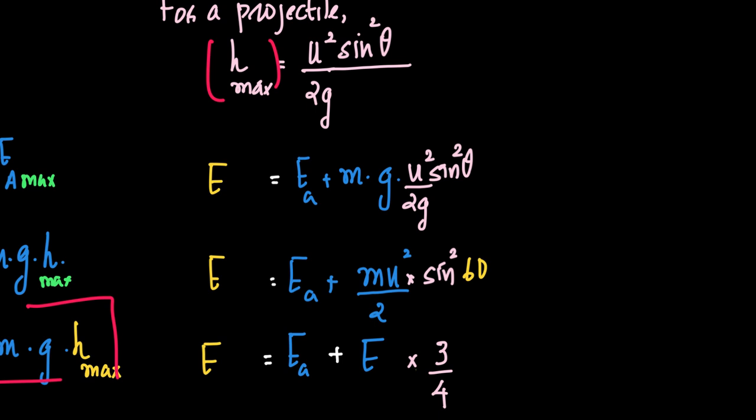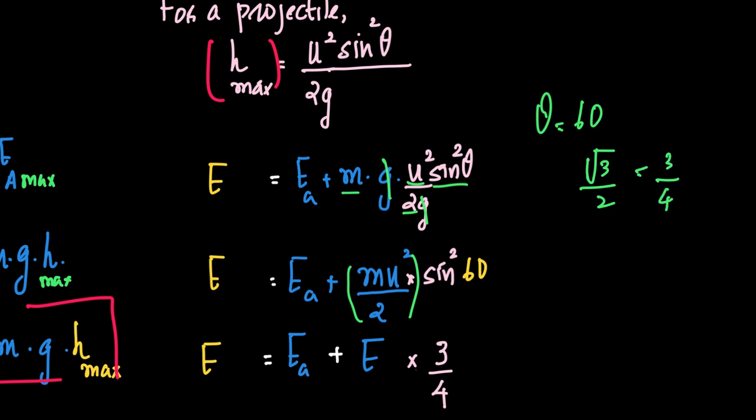Now, if you observe closely, g by g is 1. And I'll write m into u square by 2 as one common term, and then into sine square theta. Theta in this case is 60 degrees. Sine 60 is root 3 by 2. Therefore, sine square 60 would be equal to 3 by 4. So this equation becomes E is equal to EA plus, what is mu square by 2? It is the initial kinetic energy E. So that becomes EA plus E into sine square 60, which is 3 by 4.